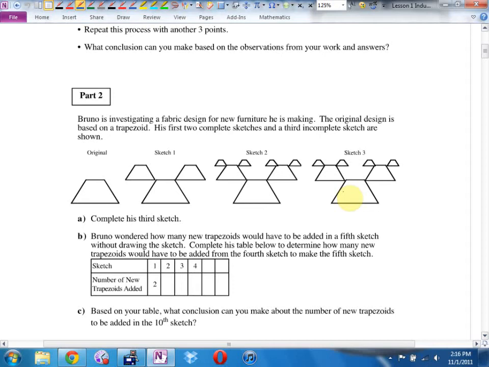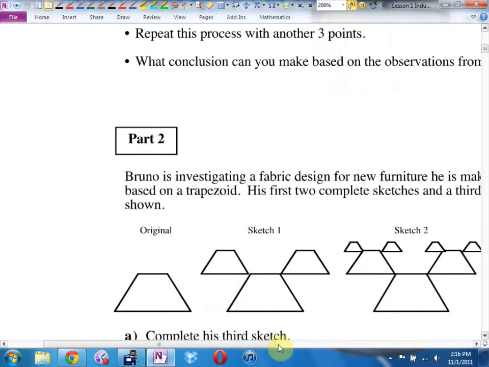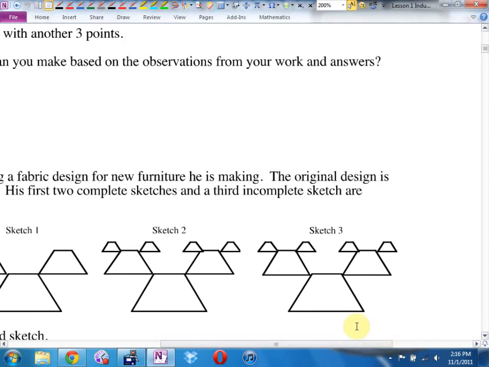Okay, so you're right, if I was going to continue this, I've got to zoom in because it's so small, but it would be little tiny trapezoids. Right there, right there, right there, right there, right there, right there, right there, and right there.